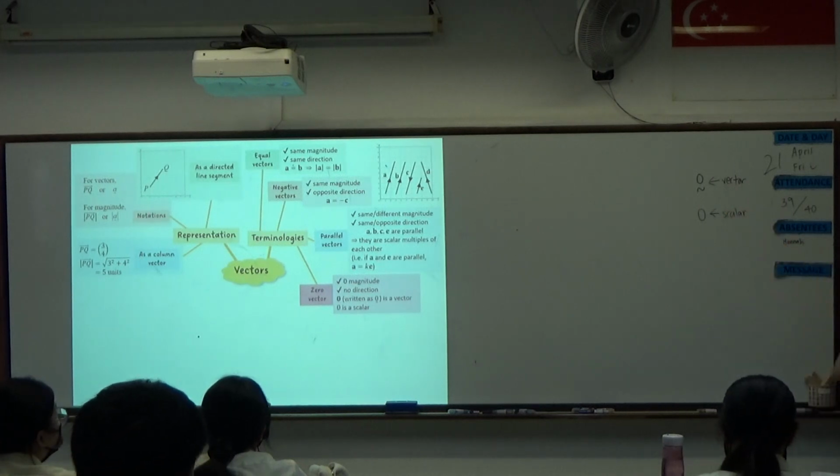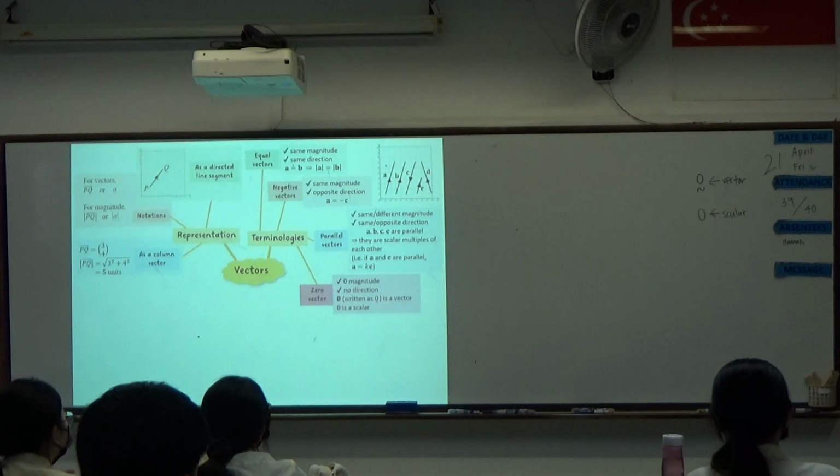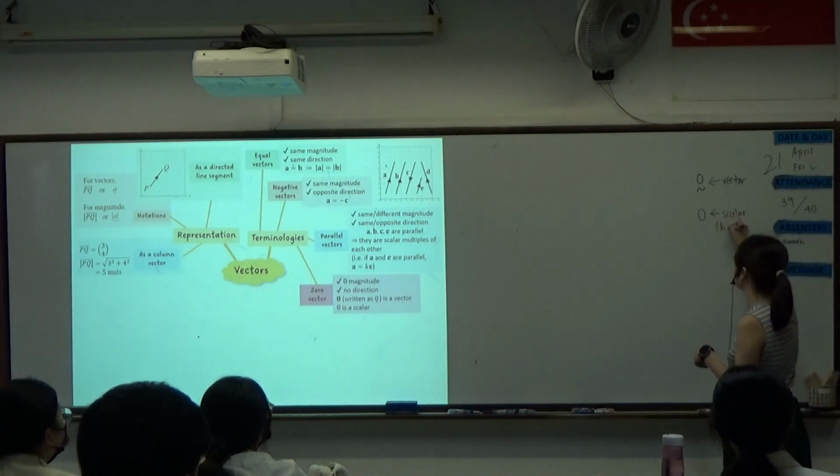What is a scalar? A scalar is a number itself, just like any number that we already know, just a constant number. So a scalar has no direction.